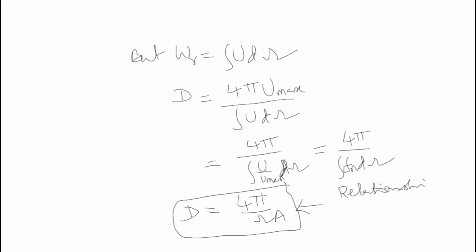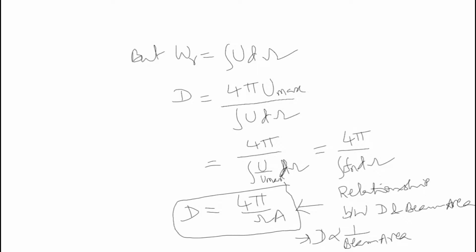Relationship between directivity and beam area. It clearly shows that directivity is inversely proportional to beam area. As the area is narrow, directivity is more. As the area is wide, directivity is less. So this is about the relationship between the directivity and beam area.